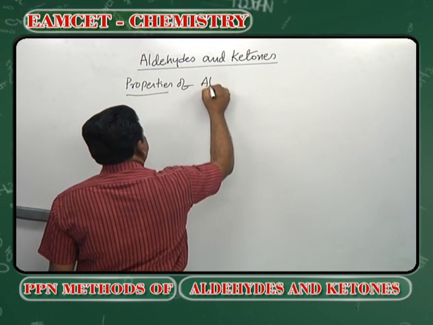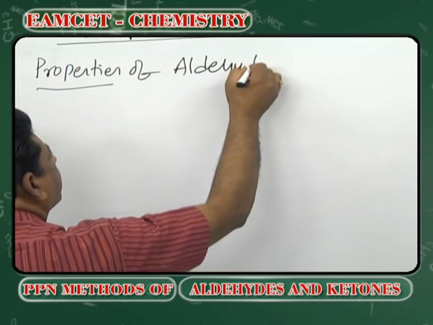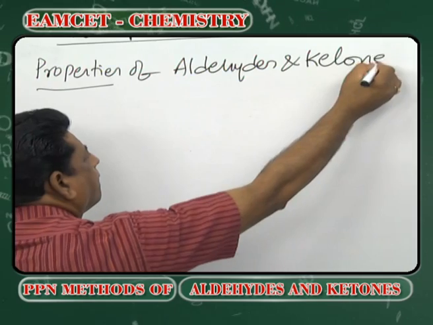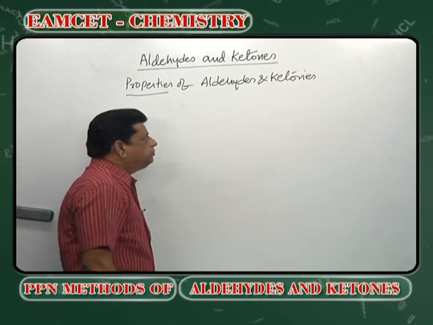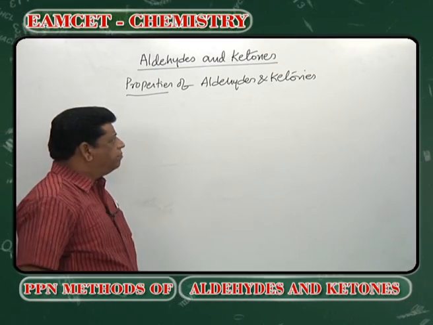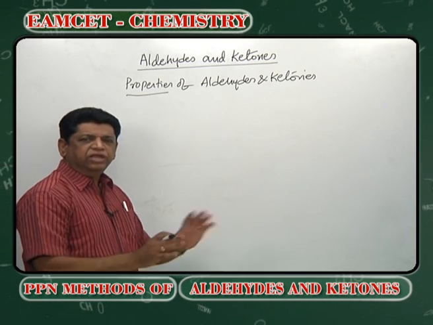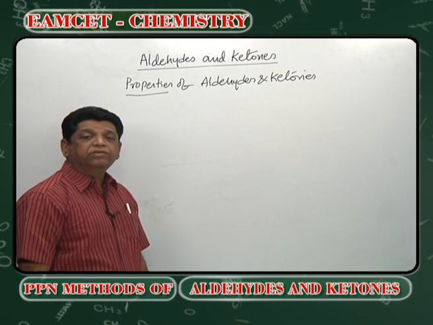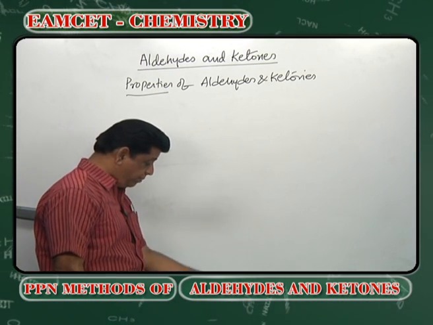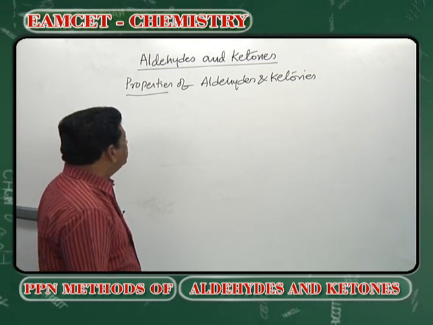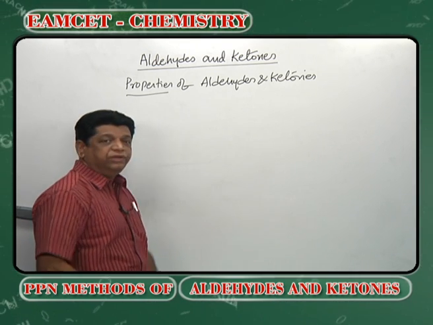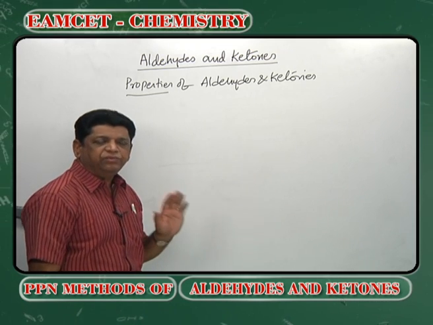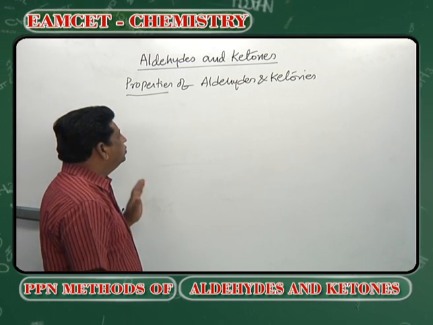Properties of aldehydes and ketones. The chapter happens to be in the middle of the other chapters, and a huge number of questions come from the properties of aldehydes and ketones. Even preparations are many, but fortunately for the EAMCET syllabus we have very few, limited methods, as I said, 6 methods of preparation. If you are thorough, I think you can do the questions.